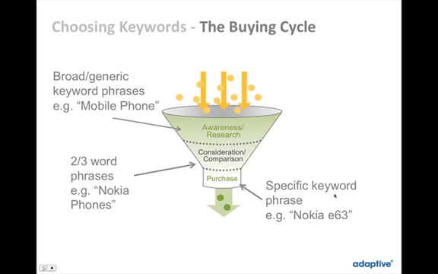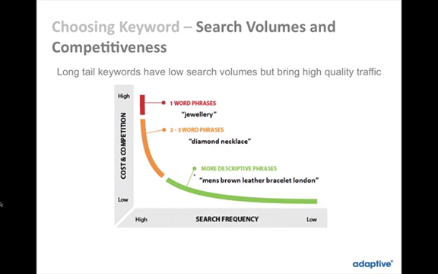So even though these product specific keywords will be the highest converting, it is sometimes worthwhile engaging with customers at the earlier stages of the buying cycle to allow you to build the relationship between the brand and the customer. The next things to consider are the search volumes and the competitiveness of keywords.